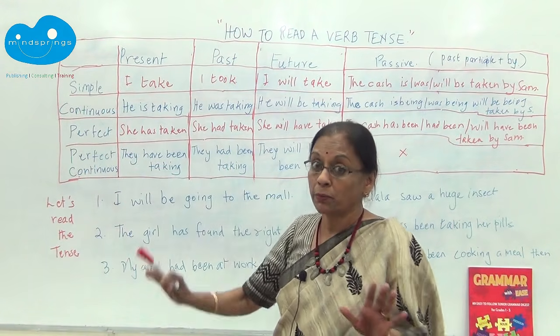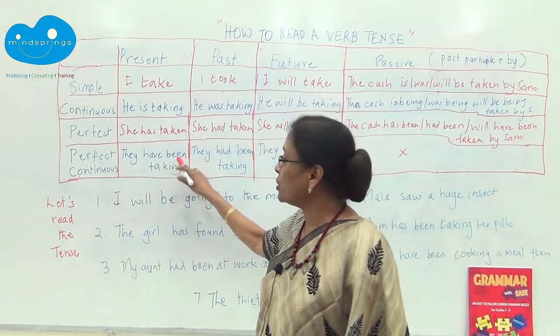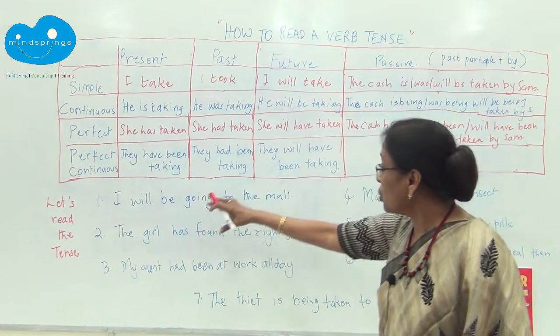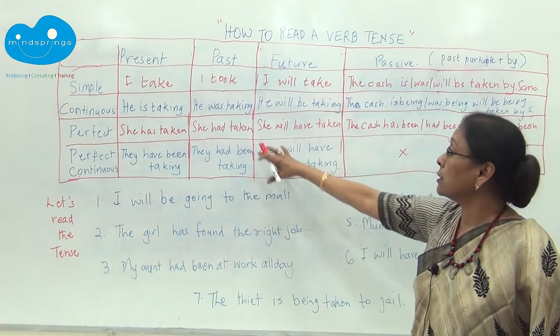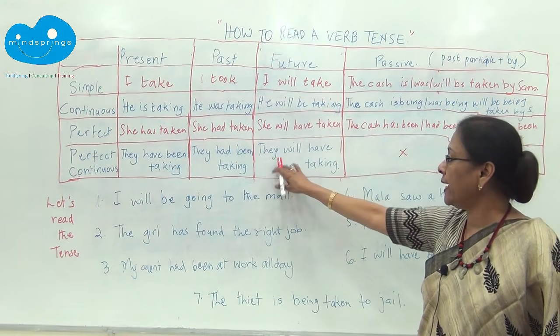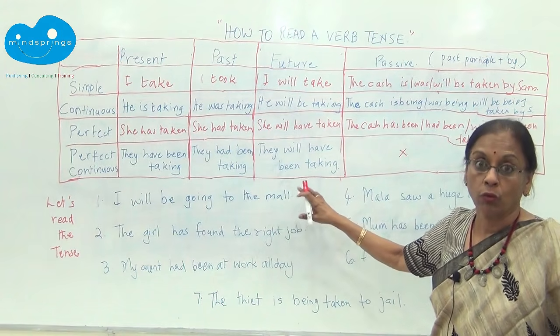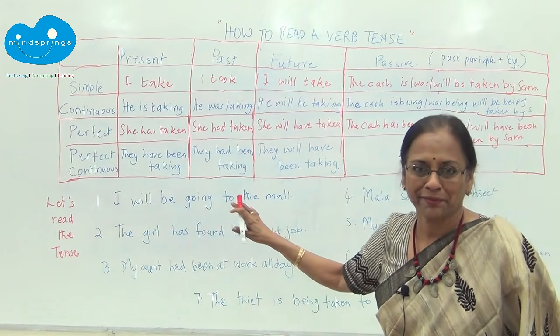The main verb must be present. And then you've got all these auxiliaries that are very, very confusing. Okay, so this is how this is structured. And then in the future it will be "they will have been taking." It just becomes longer and more confusing.